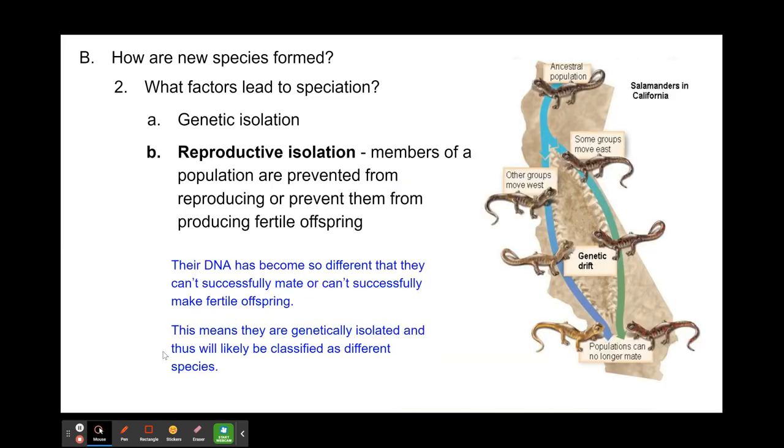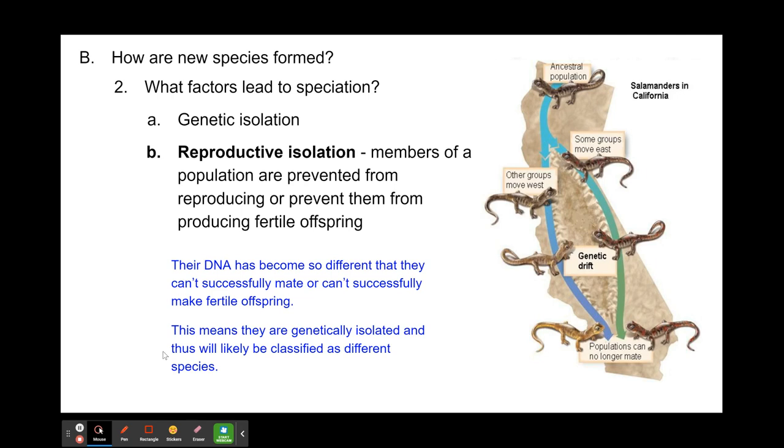All of these types of genetic isolation lead to reproductive isolation. When members of a population are prevented from reproducing or prevented from producing fertile offspring, they become reproductively isolated. Over time, because they can't mate and mix their genes, they become even more so genetically isolated.